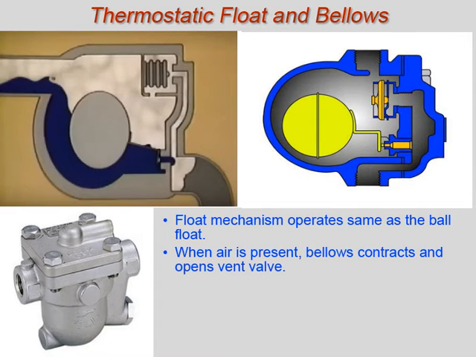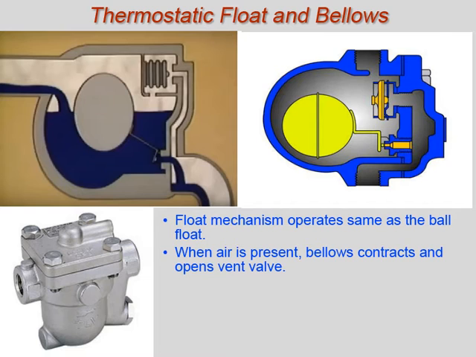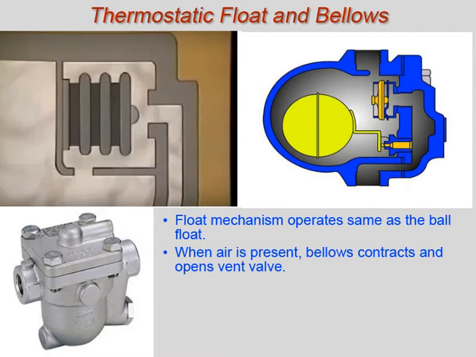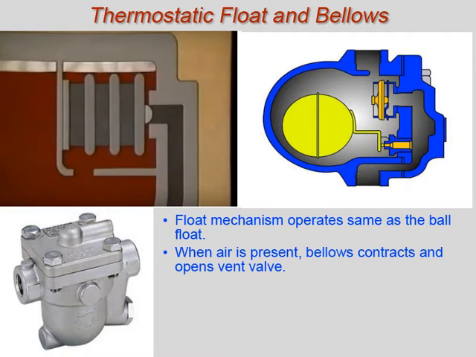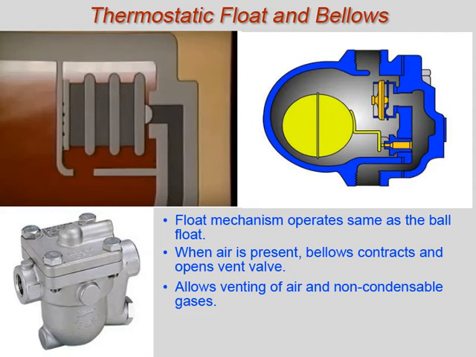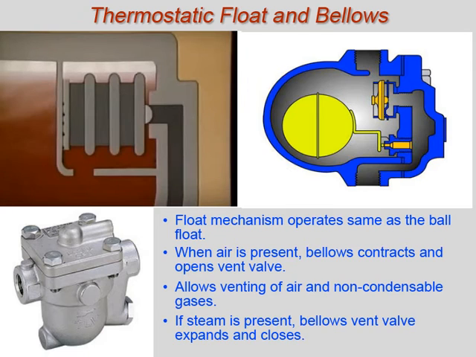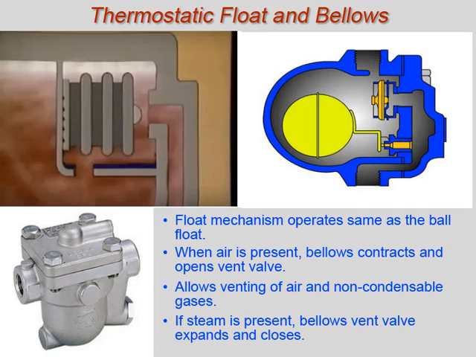When the bellows is cool and contracted, any air or non-condensable gases that enter the trap during normal operation will collect at the top of the trap chamber. As the thermostatic element cools, it contracts, allowing air to be discharged. As steam reaches the trap, the bellows element fluid vaporizes and expands the bellows to close the vent valve.